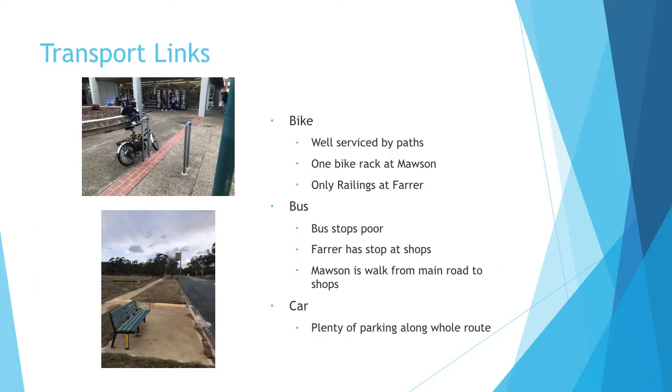So transport links. By bike, everywhere's really well serviced by the paths, Mawson and Farrer. But when you get to Mawson, there's one bike rack by the Woolworths. It's pictured at the top. You can get a maximum of 4 bikes on that. Not really good enough for a large shopping precinct.